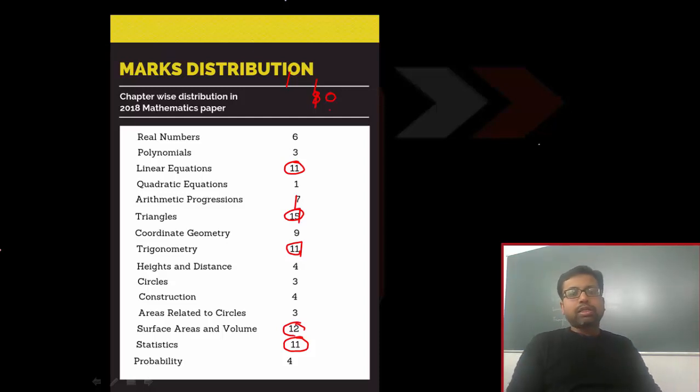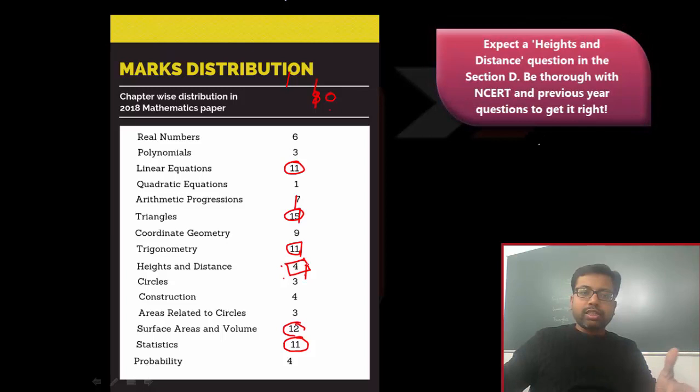But it does not take away from the fact that these 5 chapters are the most important from the point of view of the priority of chapters that you need to decide. Also, when I say that these 5 chapters are most important and the others are not, it does not mean that you should be careless about them. For example, you have heights and distances. In heights and distances, you always have a 4 mark question in section D. For the past few years, the questions are simple, and they require you to draw a figure, and the angles are standard angles, so you know the standard trigonometric ratio values, and the calculation is very simple.